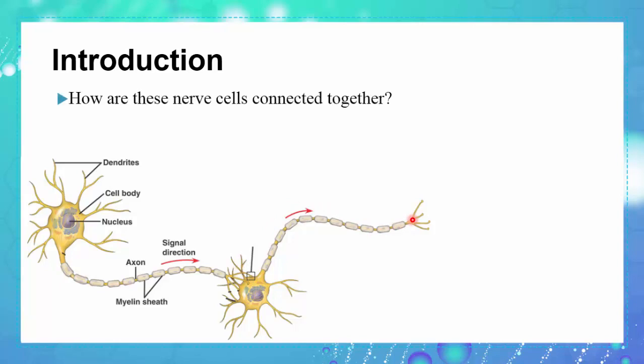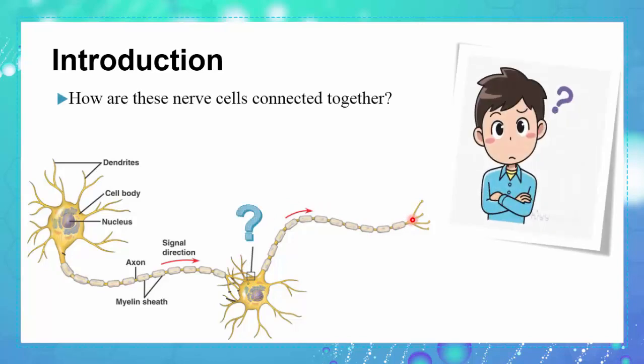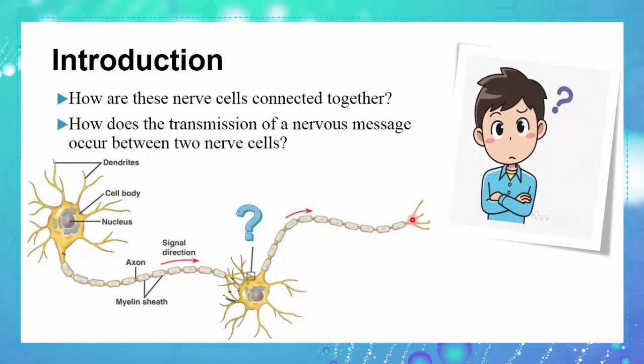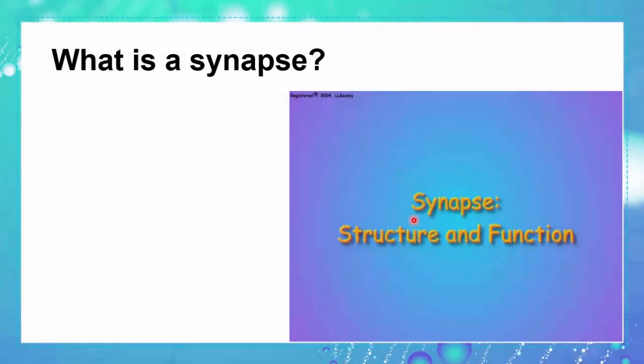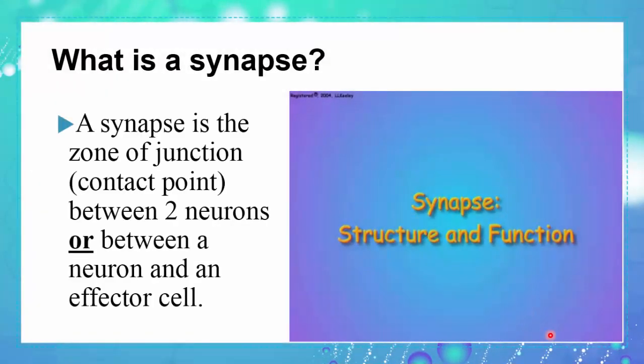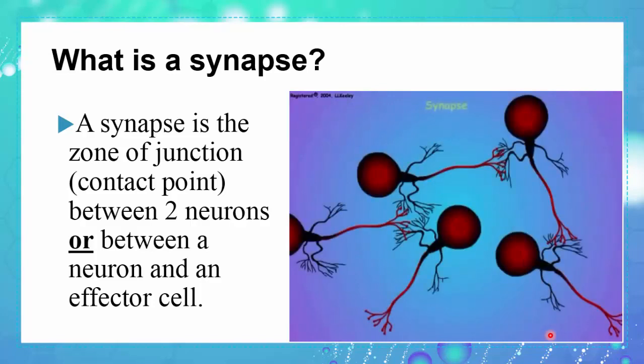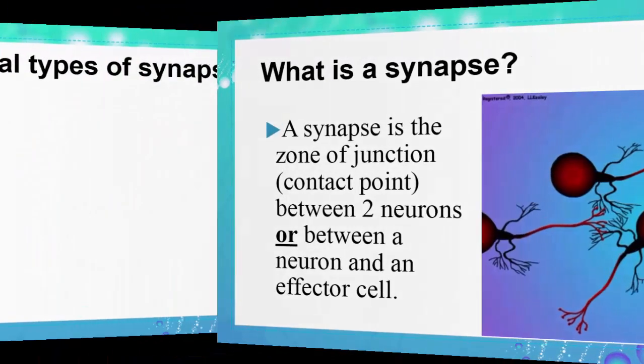But how are these nerve cells connected together? And how does the transmission of a nervous message occur between two nerve cells? So we have to study the synapse. It's the zone of junction, the contact point between two neurons or between a neuron and an effector cell. These are many neurons. The synapse is between two neurons like this, or between a neuron and an effector cell. It's the zone of junction or the contact point between these two neurons.